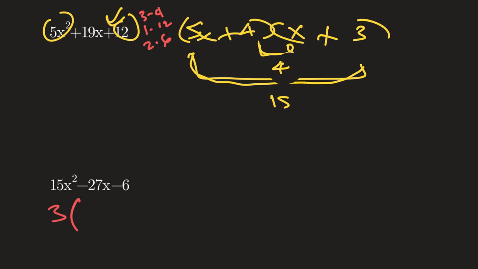If we divide everything by 3, what have we got? What do we get? 5x squared minus, what's 27 divided by 3? 9x minus 2. Now we need to work with this trinomial.